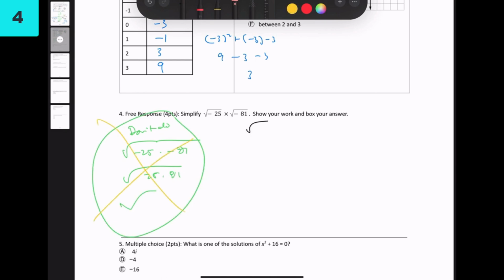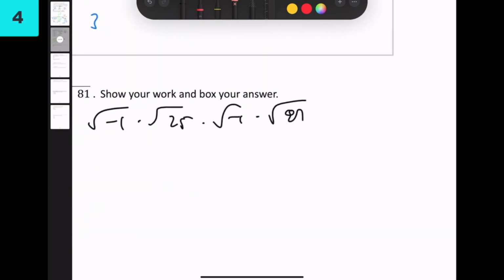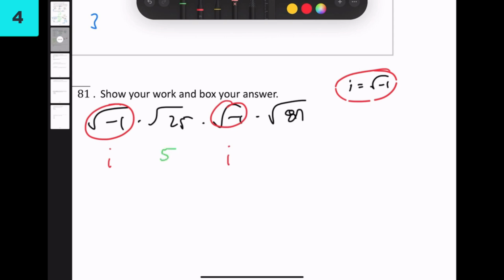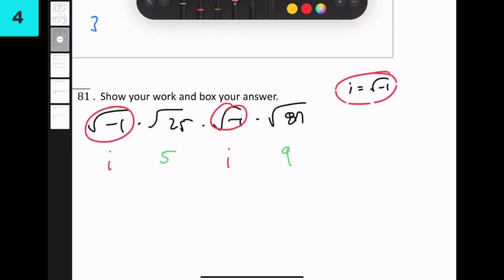You want to evaluate these separately, so square root of -1 times 25 times square root of -1 times 81. A fact you need to know is i is equal to the square root of -1. So that's going to become here and here. Square root of 25 is 5, square root of 81 is 9. And then if you square this, you get i squared equals -1. So i times i is i squared, and i squared is -1.